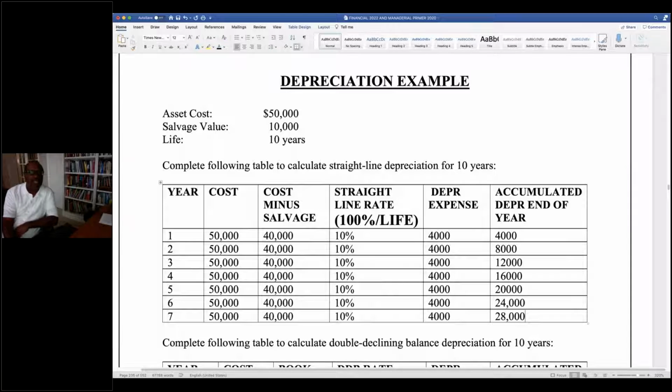We did have to put the salvage in, but that calculation is straightforward and simple. If you accumulate, that's the only thing changing. Can everybody calculate depreciation now? Anybody can't calculate straight line depreciation? Okay, let's go to double declining balance for our A and B students.